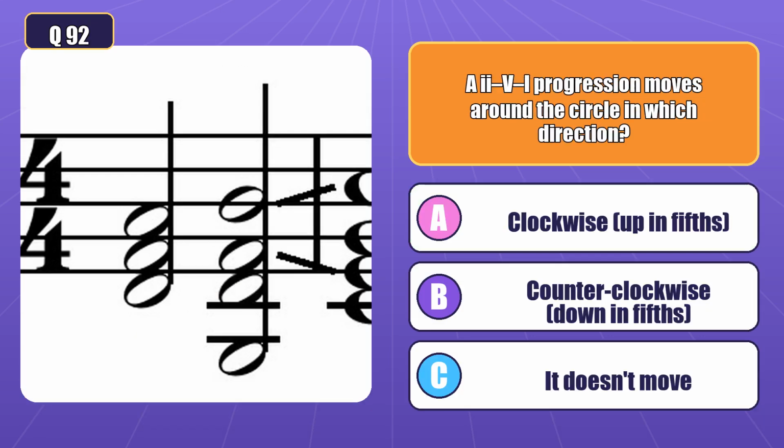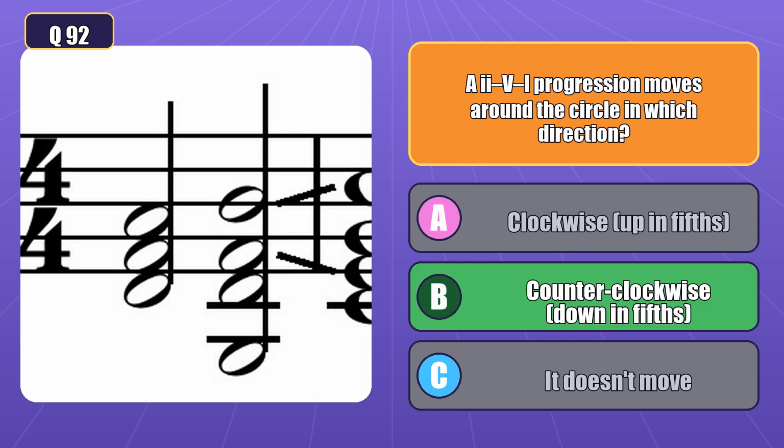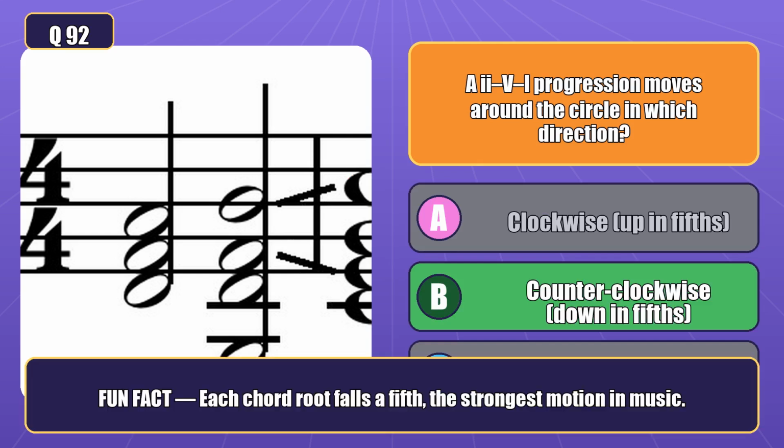Question number 92. A ii-V-I progression moves around the circle in which direction? The answer is counterclockwise, down in fifths. Fun fact, each chord root falls a fifth, the strongest motion in music.